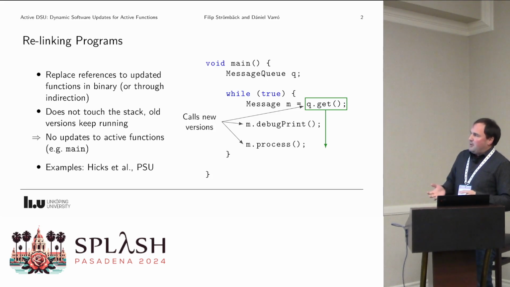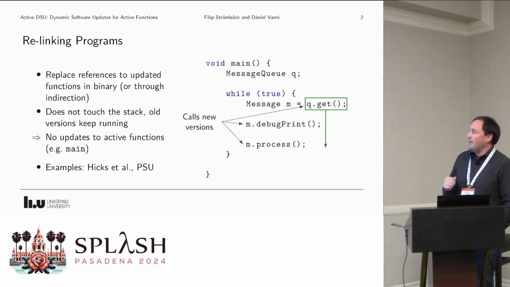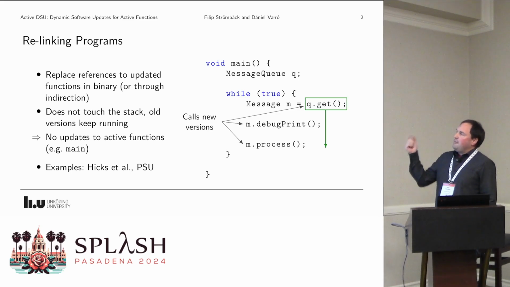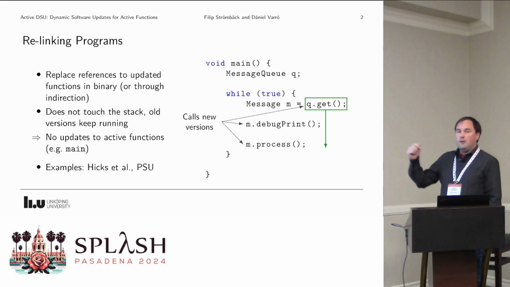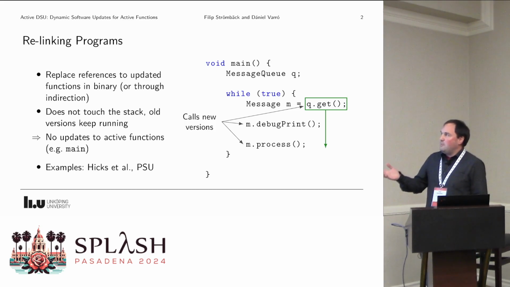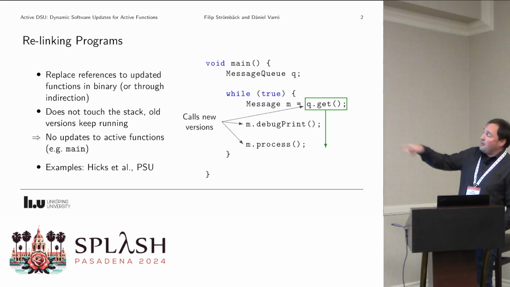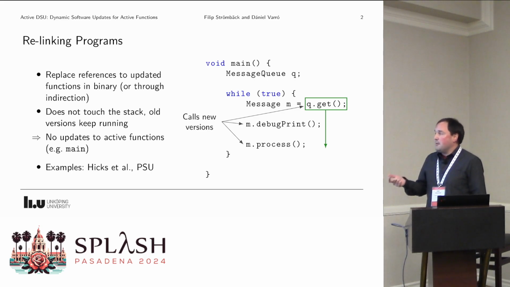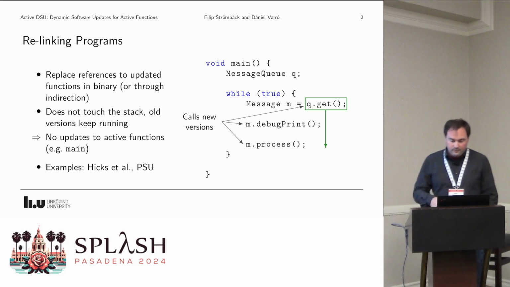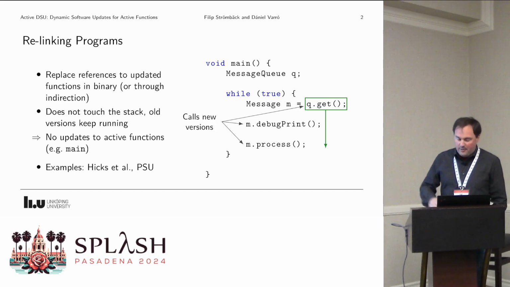This would kind of work, but what will happen is that for active functions, for example, the main function here, when we return from our get function, we will return into the old version and continue running there. So we won't see the changes I made to the main function. However, it will, of course, call the new versions of get, debug, print, and process if I change them. So this is like the fundamentals, but it won't really solve this particular problem of active functions.